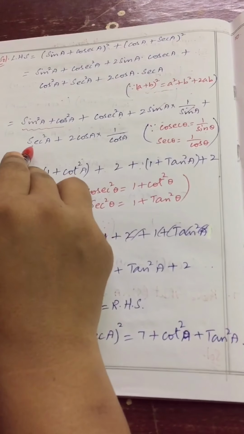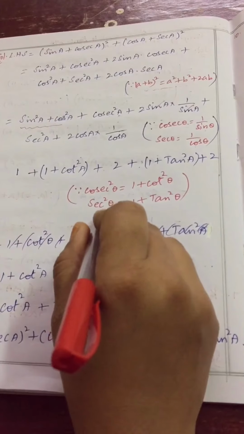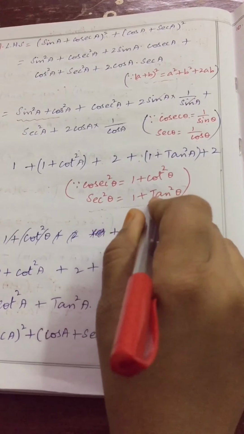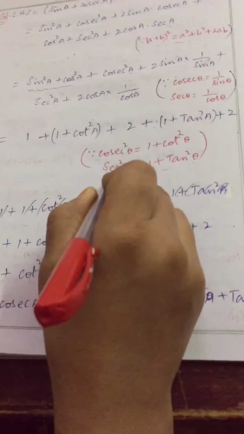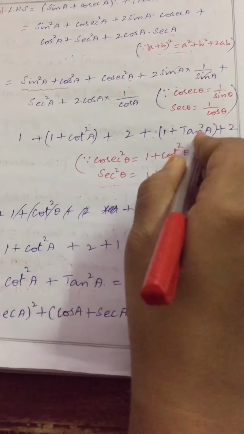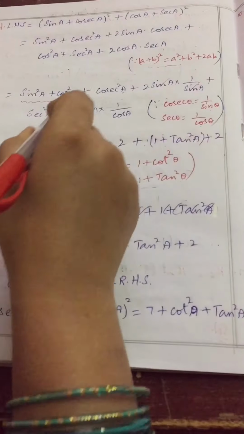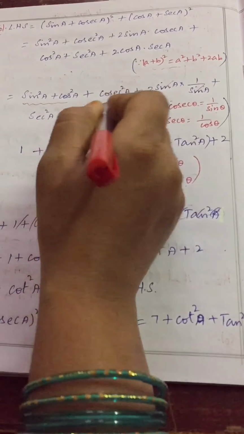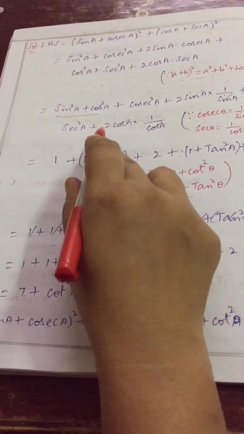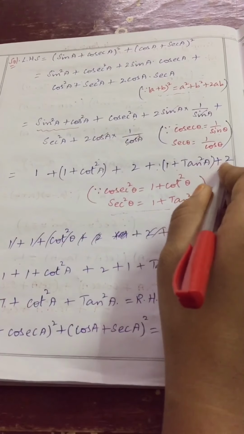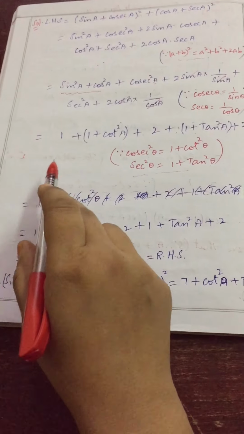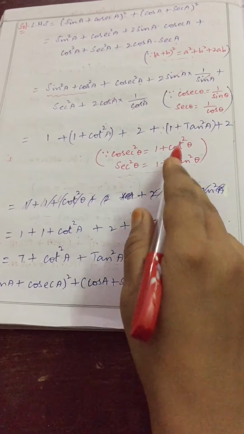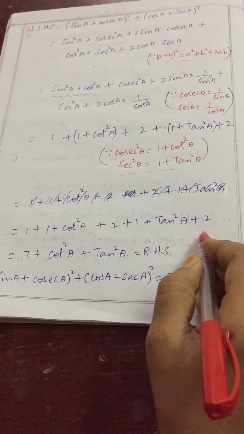Plus secant square A. Again, one more identity we are using here: secant square theta is nothing but 1 plus tan square theta. In place of secant square A, I am writing 1 plus tan square A. Am I clear, children? Again here you see, plus 2 cos A into 1 by cos A. Numerator cos A, denominator cos A get cancelled. Remaining thing will be plus 2. Am I clear, children? Then see, children, 1 plus cot square A plus 2 plus 1 plus tan square A plus this 2 as it is.